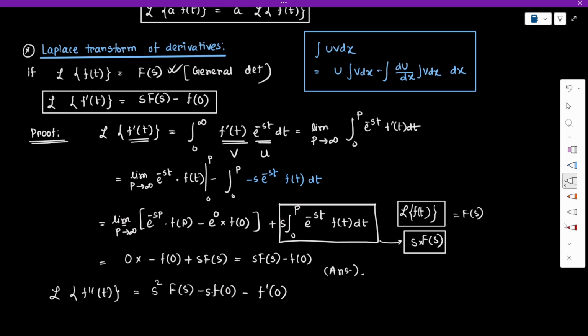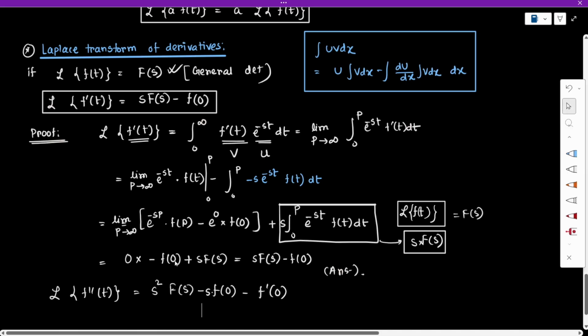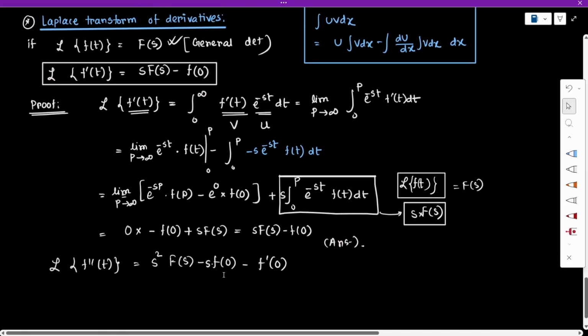This f of 0 is the value at 0 of the time domain function. This is a small f of 0, not capital F of 0. These are two very different values, so we need to be careful to input the value of the function in the time domain here. The frequency domain function is only here, we don't need to worry about that. Similarly, the frequency domain function is only here. These two are time domain functions, and we have to input those values in the time domain.